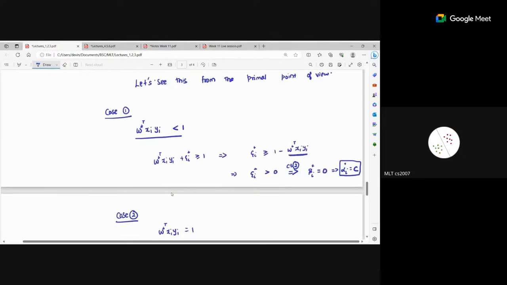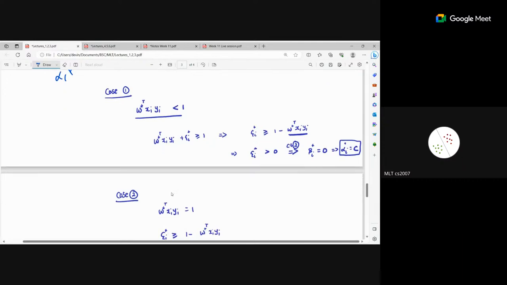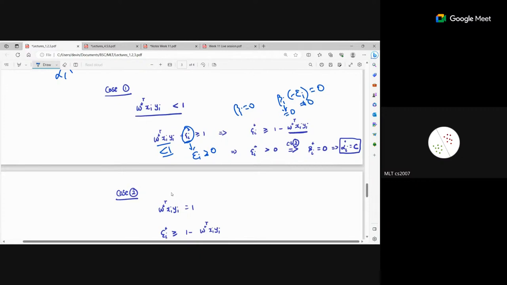Yeah. If you look at the other case, we looked at it based on the alpha, beta values. Now, based on W transpose X_i y_i also, we can look at it. If W transpose X_i y_i is less than 1, which means W transpose X_i y_i plus psi has to be greater than or equal to 1, then psi is going to be greater than 0, because since it is less than 1, this definitely has to be greater than 0. When this is greater than 0, beta_i is going to be 0, because beta_i times psi_i should be equal to 0. This is not equal to 0, which means beta_i is 0. When beta_i is 0, alpha is going to be equal to C. That's the first condition.